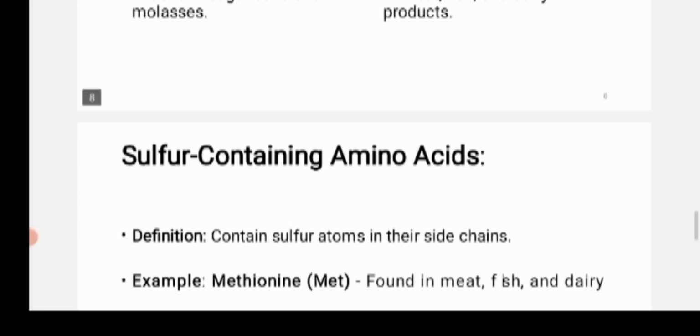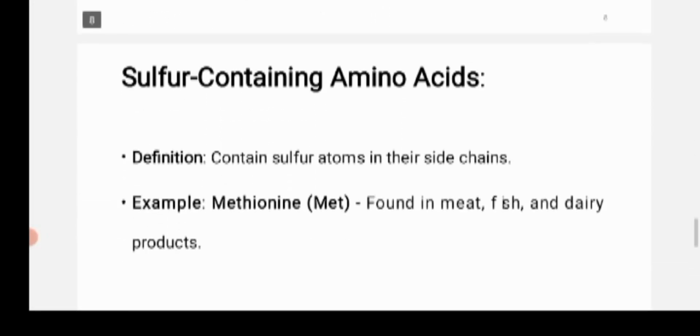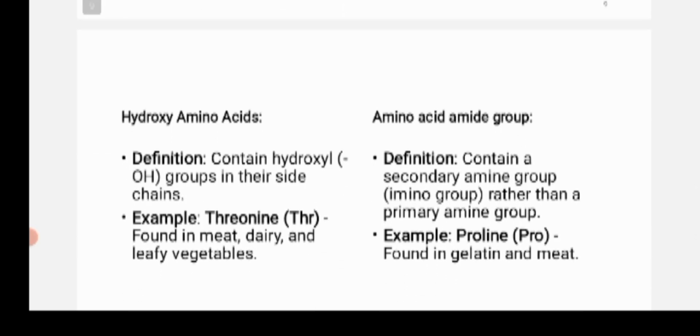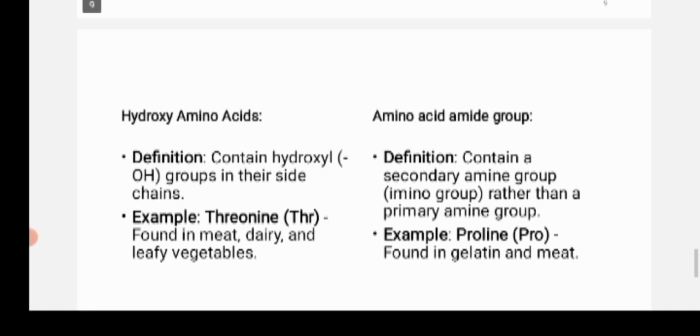Sulfur containing amino acid contains sulfur atoms in its side chain. It is mostly found in meat, fish and dairy products. Hydroxy amino acids contain a hydroxyl group in their side chain. The best example is threonine. It is found in meat and dairy products. The amino acid amide group contains the secondary amine group rather than a primary amine group. The best example is proline. It is always present in gelatin and meat.